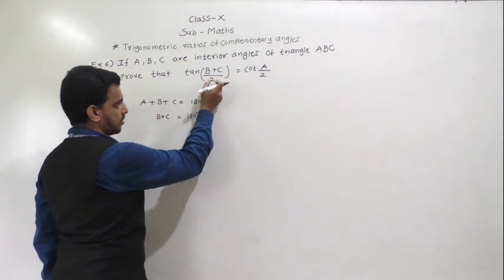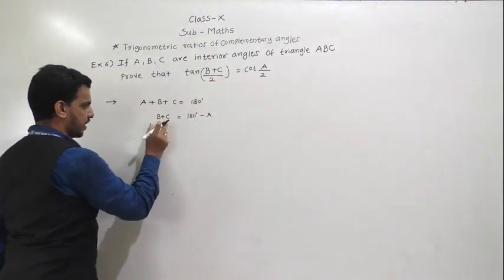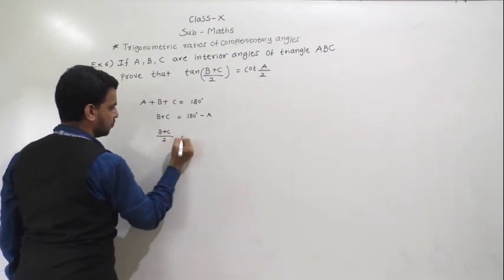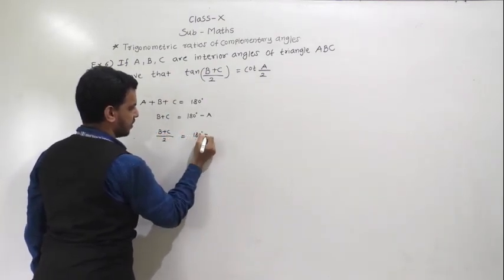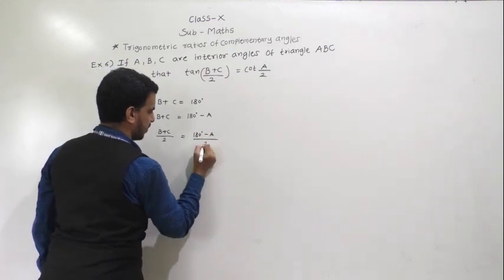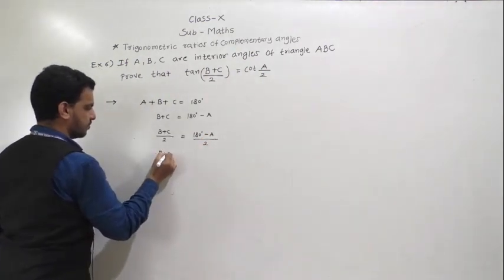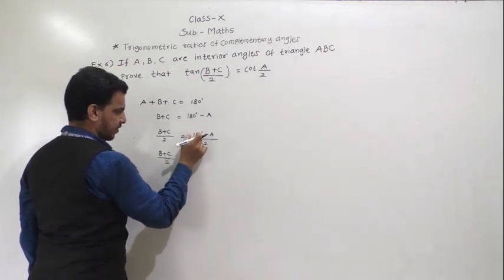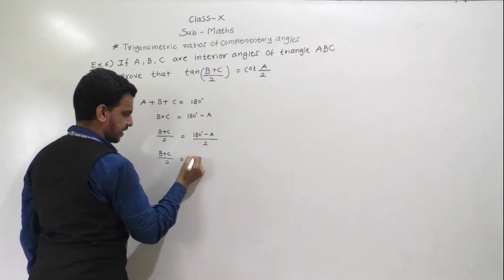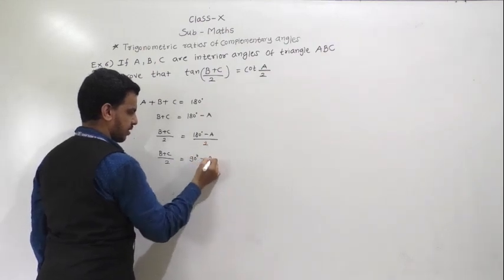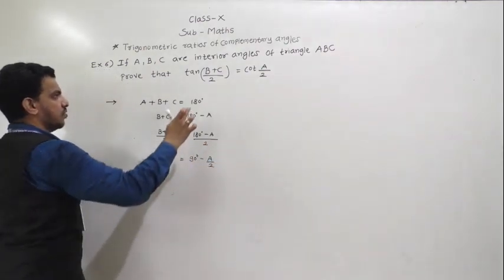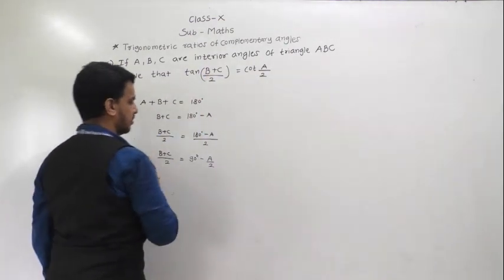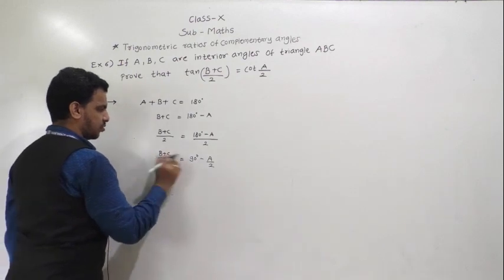Now again we want it divided by 2, so divide each term by 2. So (B plus C) divided by 2 is equal to (180 degree minus A) divided by 2. So (B plus C) divided by 2, if we separate this 2, 180 divided by 2 is 90 degree minus A by 2. Now here we want tan on this side, so apply tan on both sides.